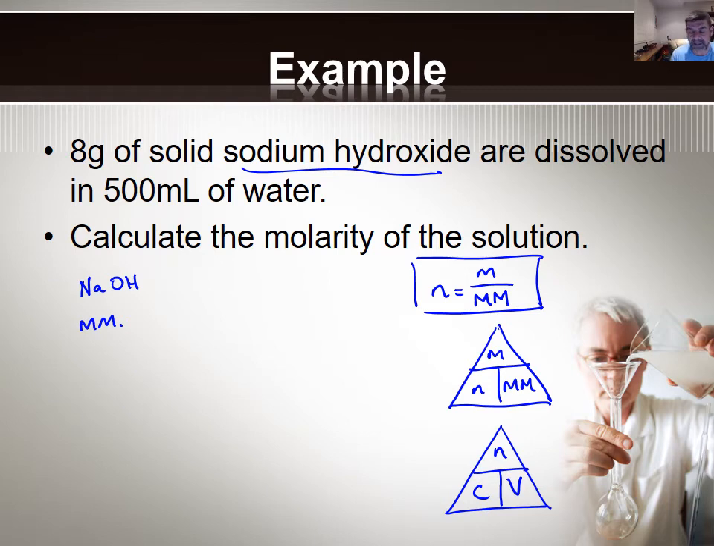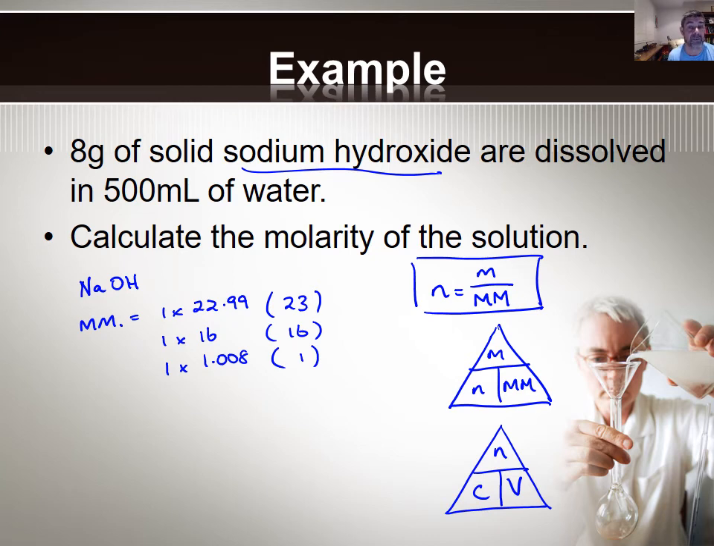Of course, to get the molar mass, we need to go to the periodic table. And when we do that, we find that we have 1 sodium, which is 22.99. So let's call that 23. We have 1 oxygen, which is 16. And 1 hydrogen, which is 1.008. So I'm going to call it 1 for the time being, just to round things up. Of course, if you're doing this in an exam, you would use the exact numbers, but let's just make it easy for us today. So this makes a total of 40 grams. So the molar mass of sodium hydroxide is 40 grams per mole.